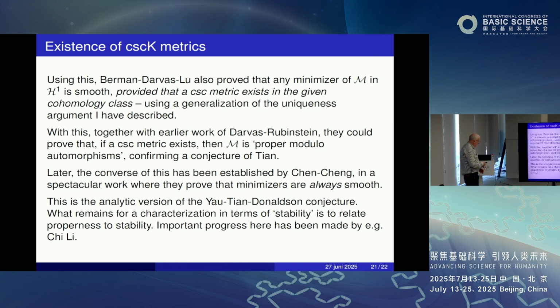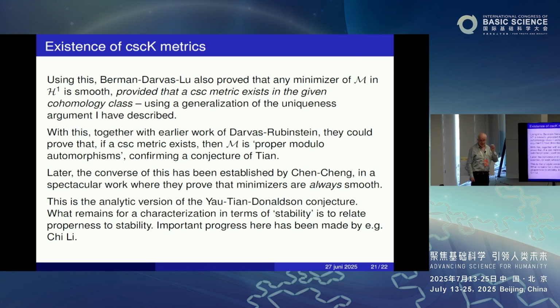And the converse of this result was recently established by Chen and Cheng. So they were really able to prove that minimizers of the Mabuchi K-energy are always smooth without this extra assumption up there. And all this has together led to the theorem that characterizes the existence of CSCK metrics in terms of properness of the Mabuchi K-energy.